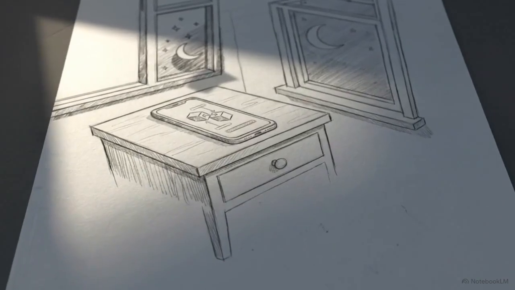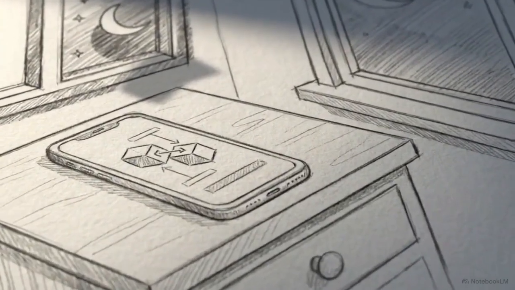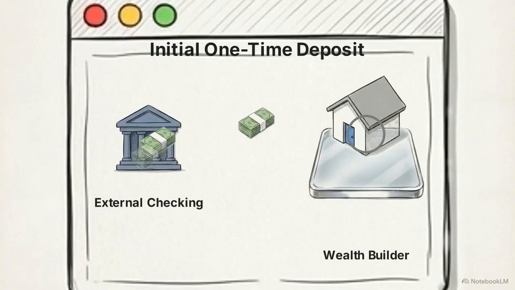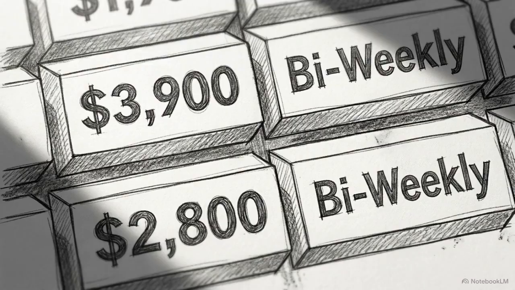Every deposited dollar goes toward the principal balance at the end of the day, immediately reducing the next day's interest charge. To simulate this effect, start by entering an initial one-time deposit. This typically represents cash transferred from an external checking account right after closing. Next, add their recurring income. You can map up to 5 distinct repeat deposits, such as entering a $3,900 biweekly paycheck for the primary borrower and a $2,800 biweekly paycheck for their spouse.